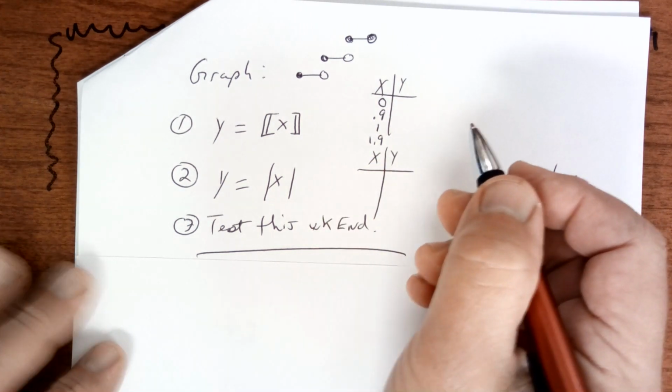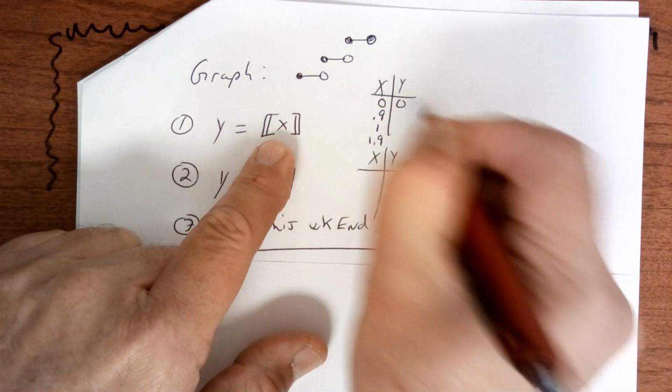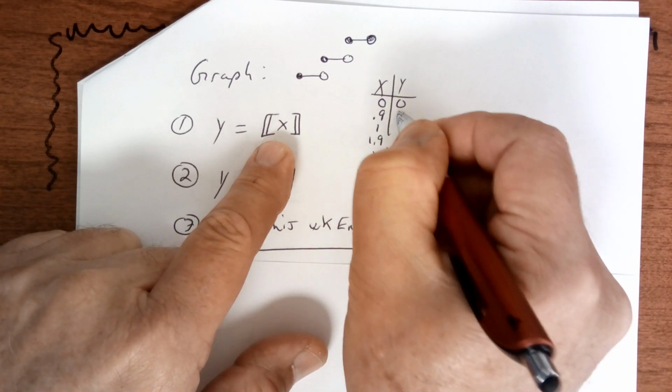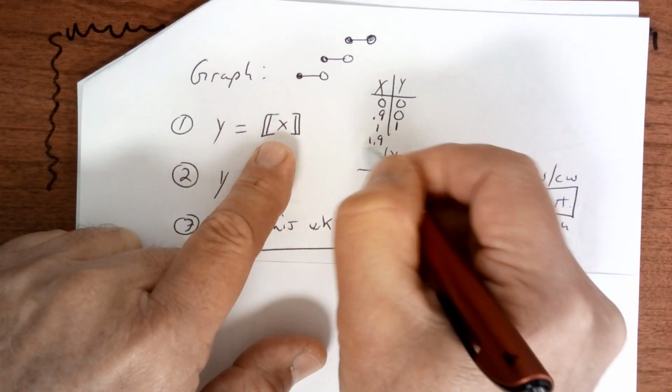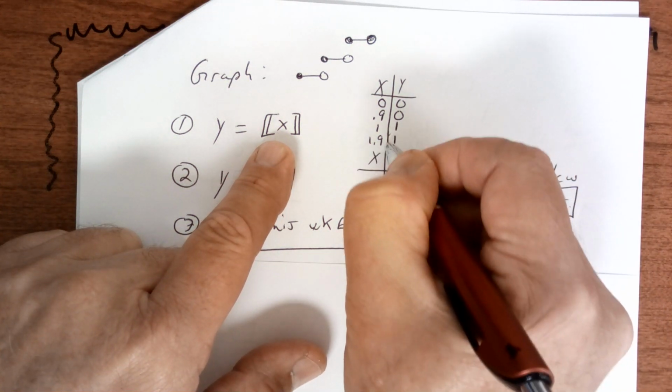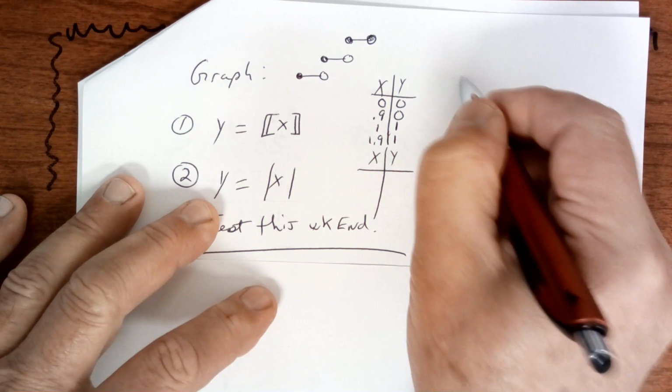All right, so let's see what happens. You put 0, you're going to get 0. If you put 0.9, you're still going to get 0. You're going to round down. If you put 1, you're going to get 1. If you put 1.9, you round down, all the way down, and it's 1. Let's see how that looks.